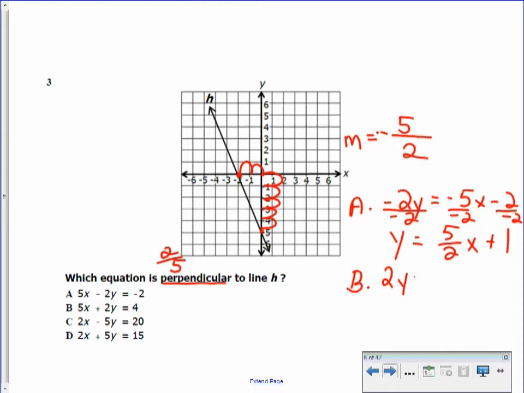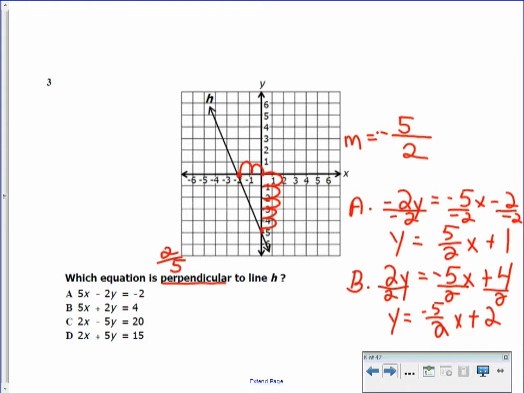B, so we have 2y minus 5x equals 4. Divide by 2. Wait a second. What? Wait. I'm missing a sign or something. Let's try that again. 2y equals -5x plus 4. There we go. So we get y equals -5/2 x plus 2. Well, that's not 2/5 either. So we'll go right away.